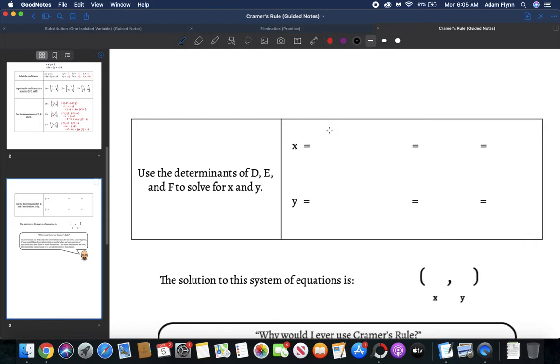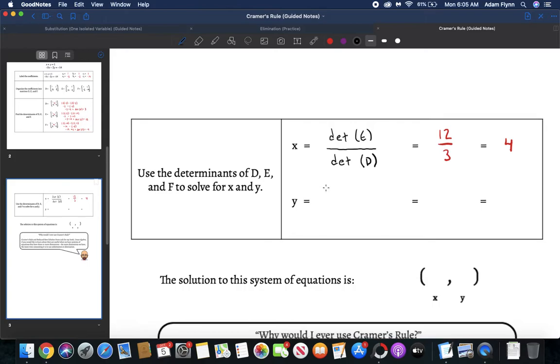Okay, so when I do that, X is going to equal the determinant of E over the determinant of D. For the determinant of E, I got 12. For the determinant of D, I got 3. So 12 divided by 3 is going to be 4. So I know my X coordinate will be 4.